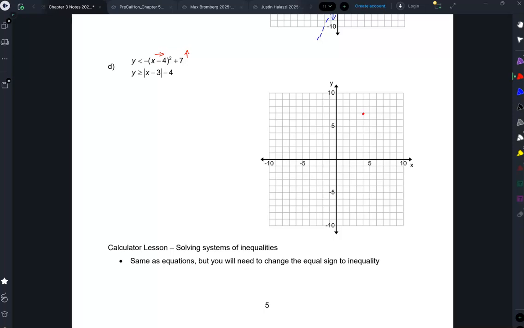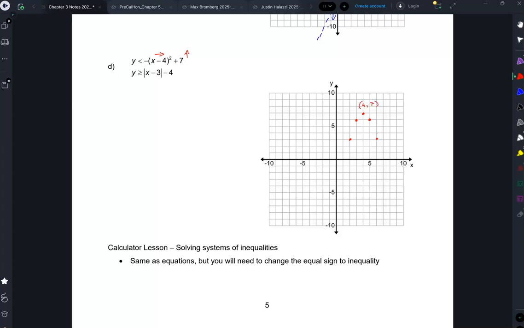Okay, so I go over 1, down 1. And if I go over 2, I go down 4. Oh, sorry. Right? So I go over 4, down 7.